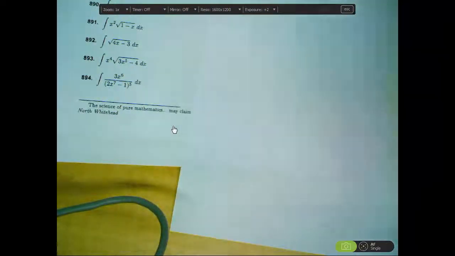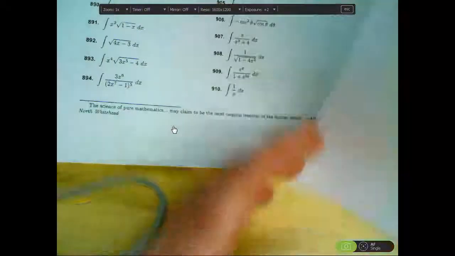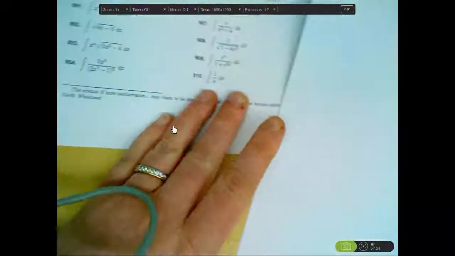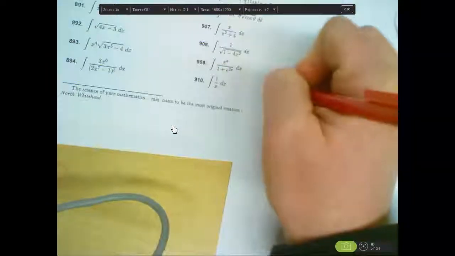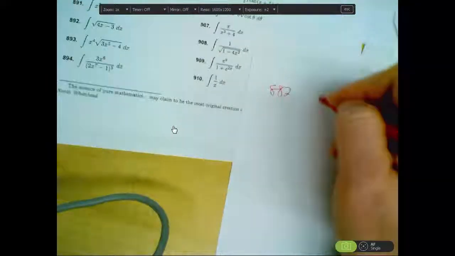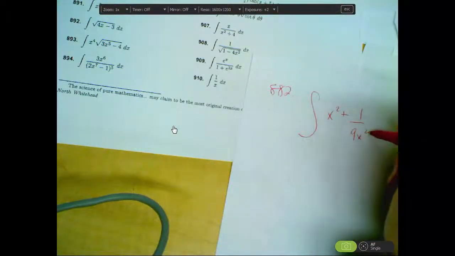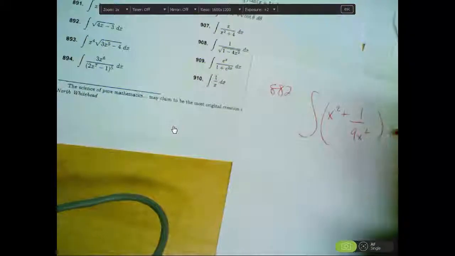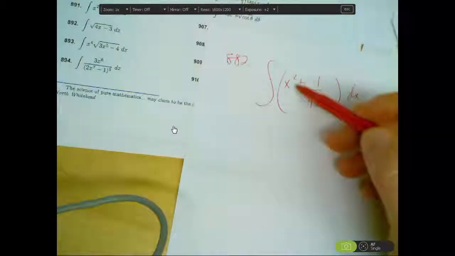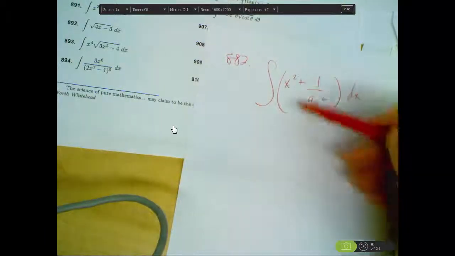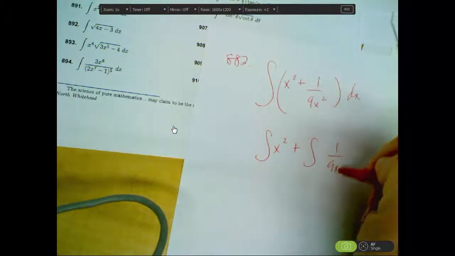Okay, let's try one with, well, let's look at the next one because that has an ln in it. 882. The integral of x squared plus 1 over 9x squared dx. Now this time we have a sum. So don't get all crazy trying to figure out how to separate these. So you have this plus this.